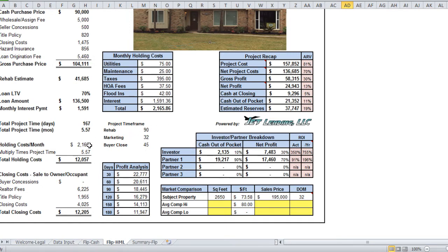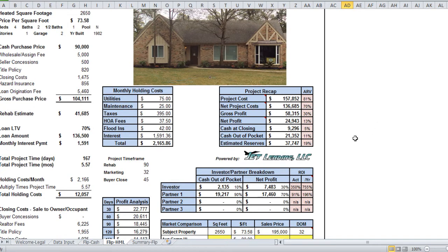But you will note here that our monthly holding costs, which were $575 in the cash example, are now $2,166. And here's the breakdown of that. Same cost in your utilities, maintenance, and other fees, but now you have your interest that you will be paying monthly on your deal. So that gives you $2,165.86, or rounded up to $2,166. You'll note down here though that our closing costs, those haven't changed, still $12,205.